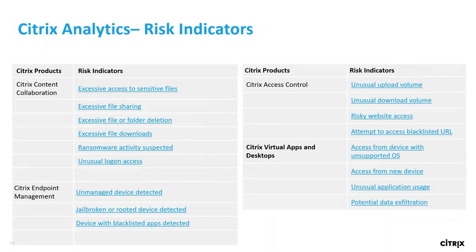Risk indicators is one of the insights that the analytics service also includes. As you can see, there's different risk indicators that are relevant to the different Citrix services that you may be offering to your customers. These are going to include things like access from a new device for virtual apps and desktops, or excessive file sharing for content collaboration. With all of these indicators, you're able to take actions like blocking a user's access or requesting them to change their password.